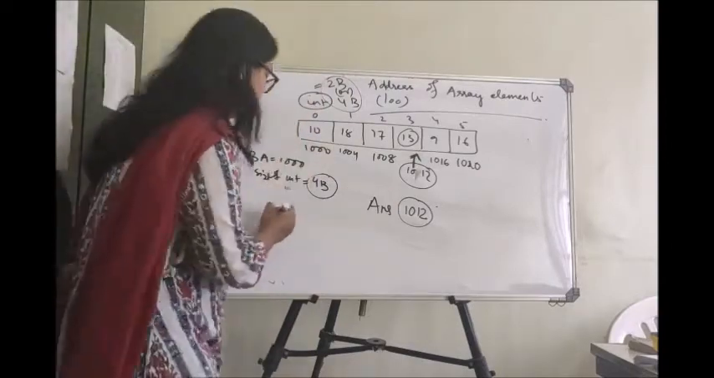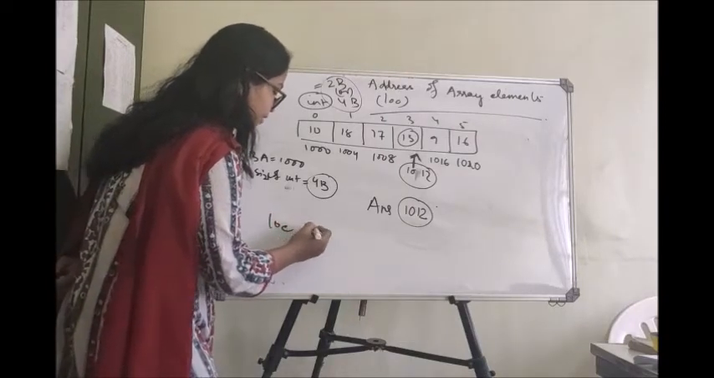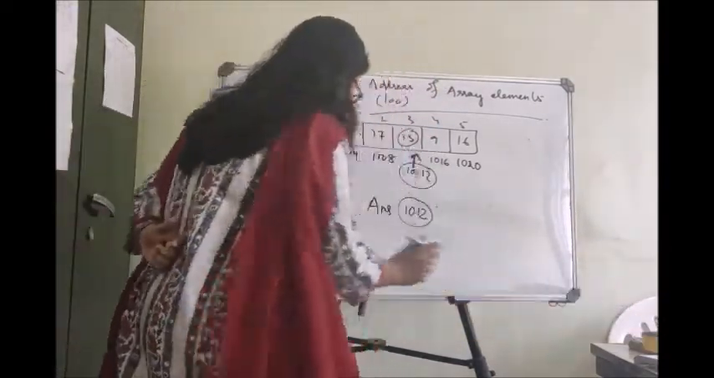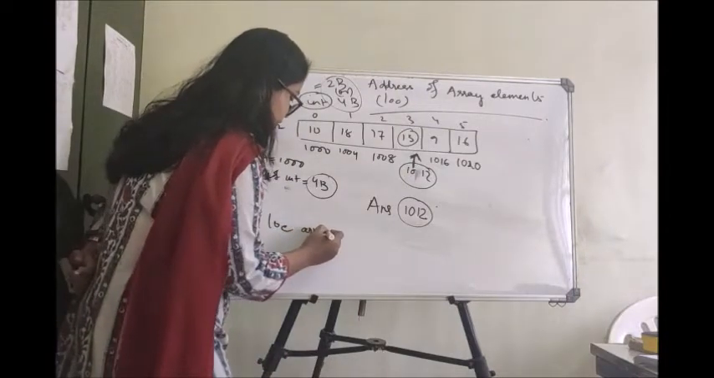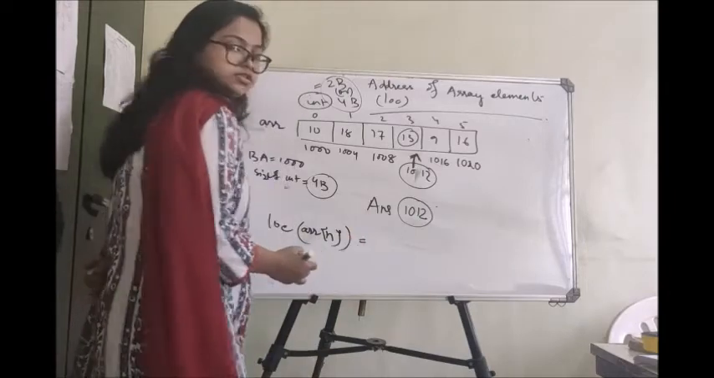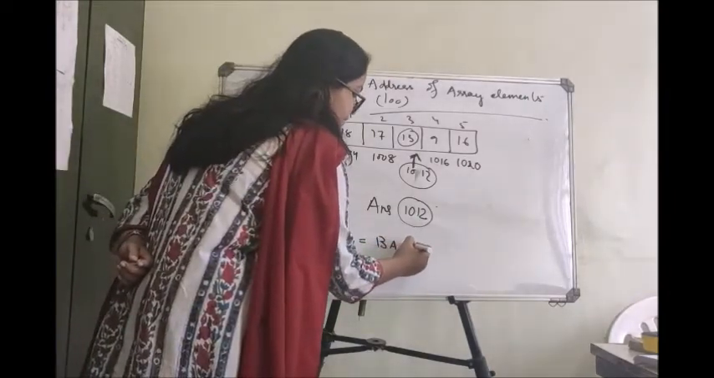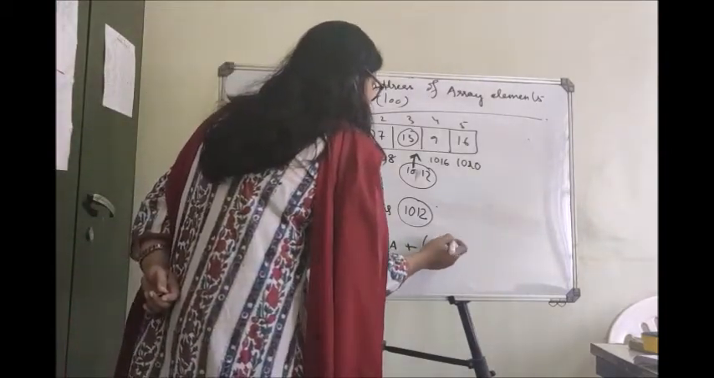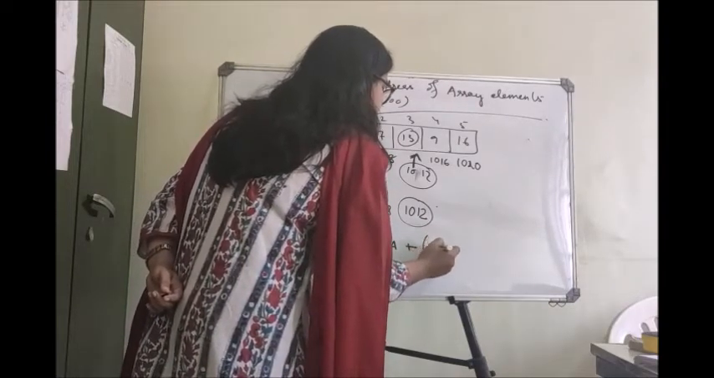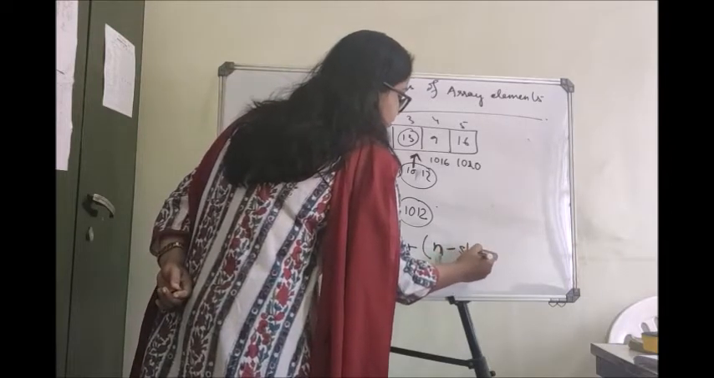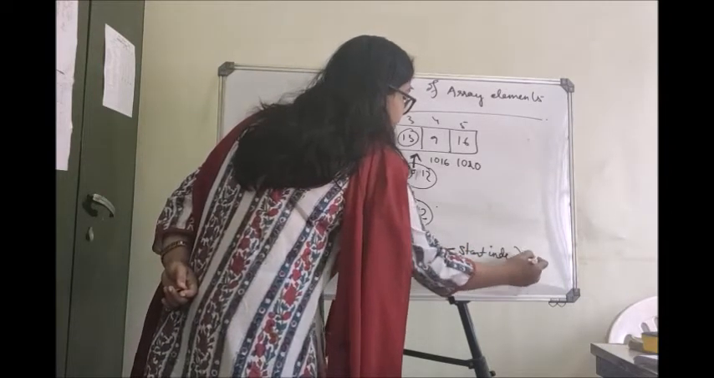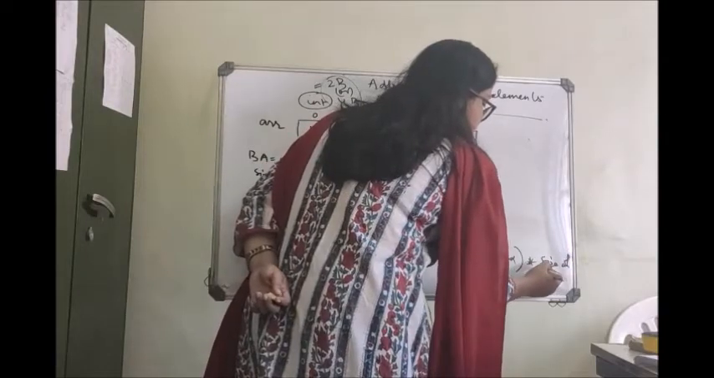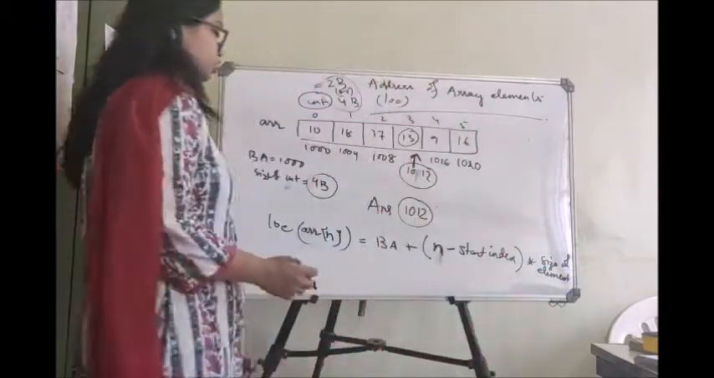So the formula is: the location of the nth element of the array, say ARR[n], is the base address plus n minus start index, into the size of an element. Okay, so this is the formula.